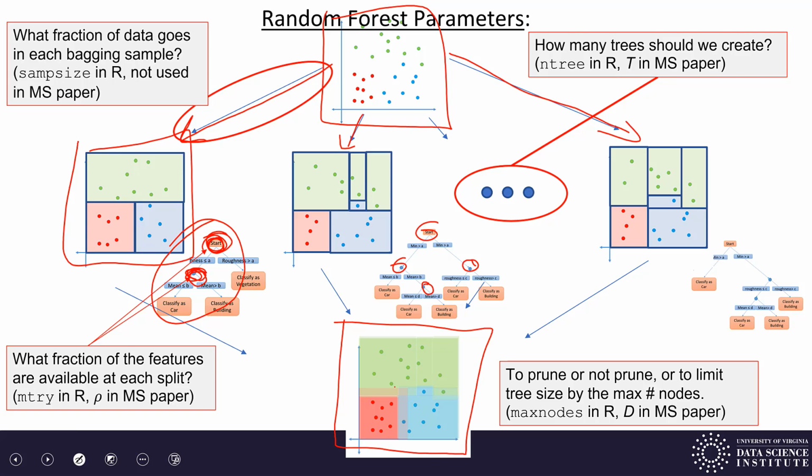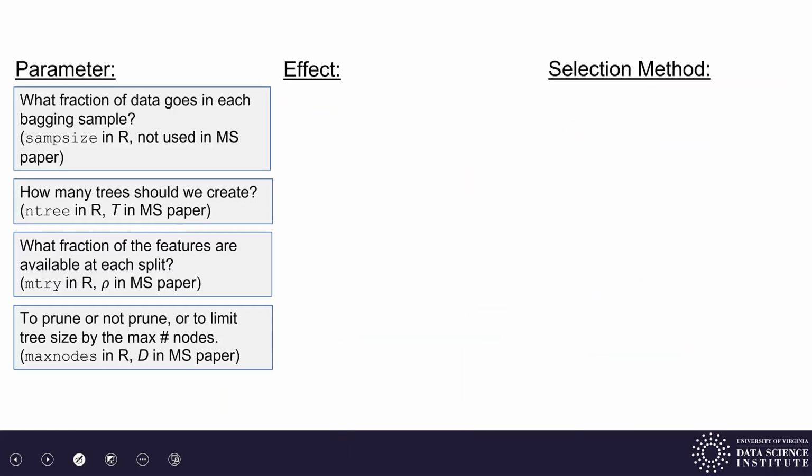So often people make your random forest initially and then test to see if you should prune your trees. The only case where I can think of where you really surely want to prune them is if they wind up growing too big and they slow down your runtime, then you might want to set some maximum nodes just for computational reasons. Okay, so let's go through each of these parameters in a little more detail.